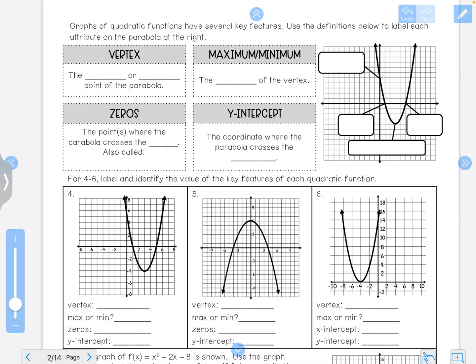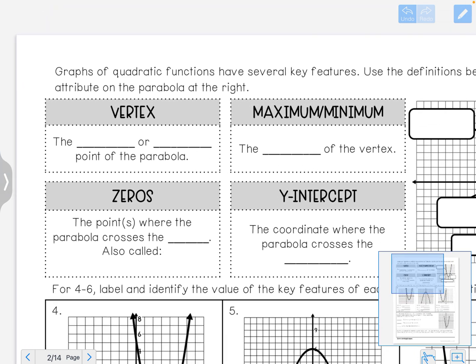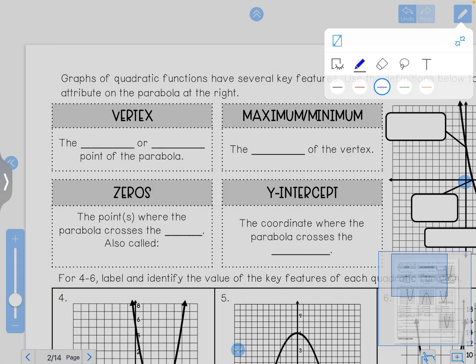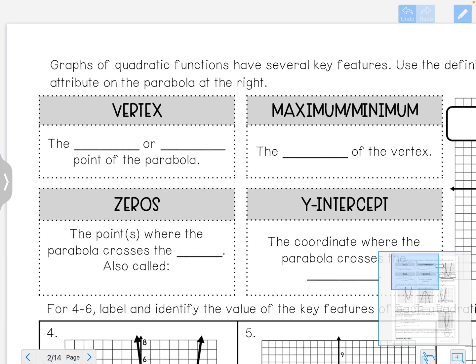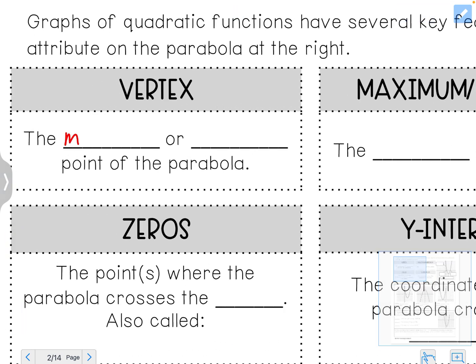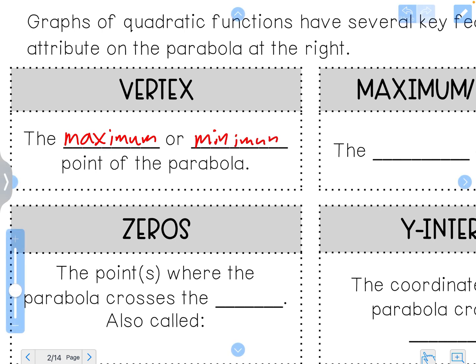So next, we're going to talk about some key vocab around our quadratics. The first thing that we're going to talk about is our vertex. Our vertex is the maximum or the minimum points of the parabola. So if it's a maximum, that means it's going to be the highest point. If it's a minimum, that means it's going to be the lowest point.